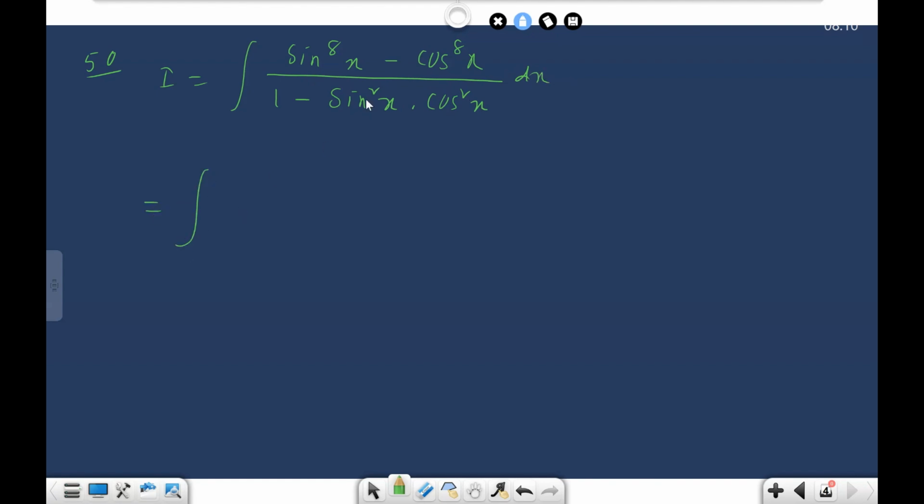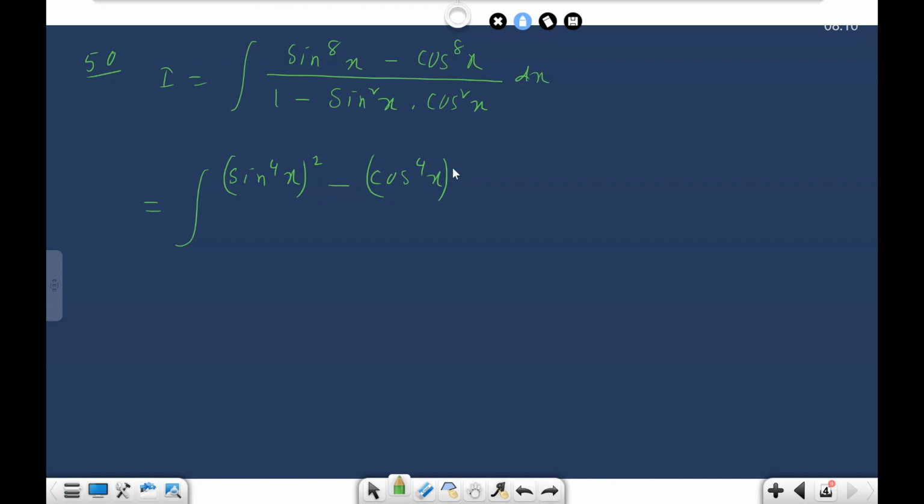So the numerator can be thought of as, you see, this is sine to the power 4 whole square, and this is cos to the power 4 whole square. So I can write, say, sine power 4x whole square, then minus cos power 4x whole square.